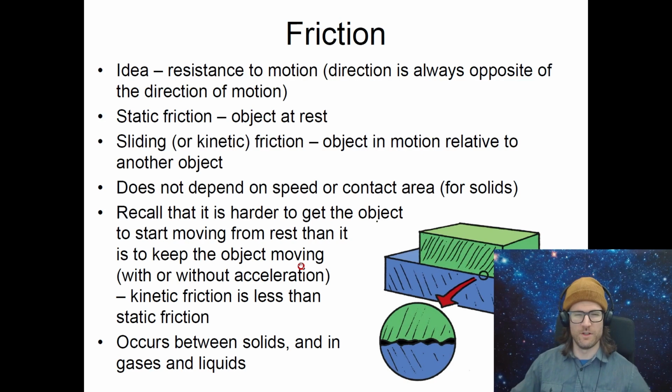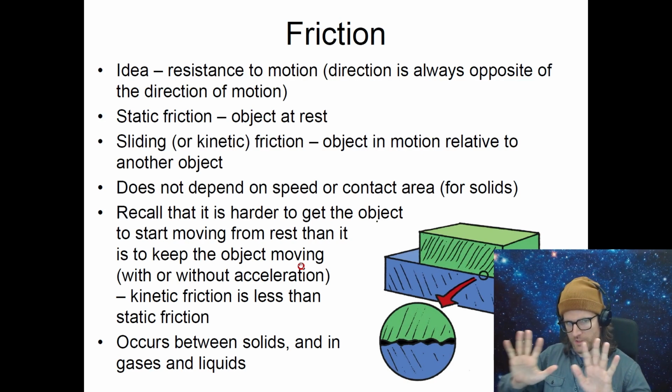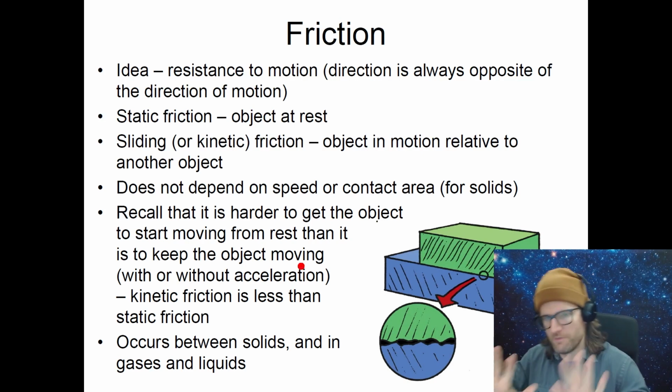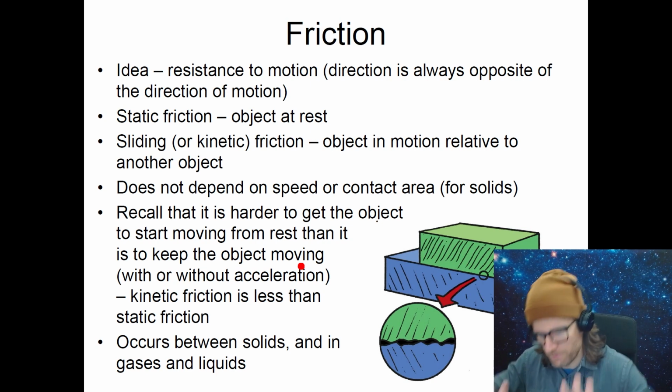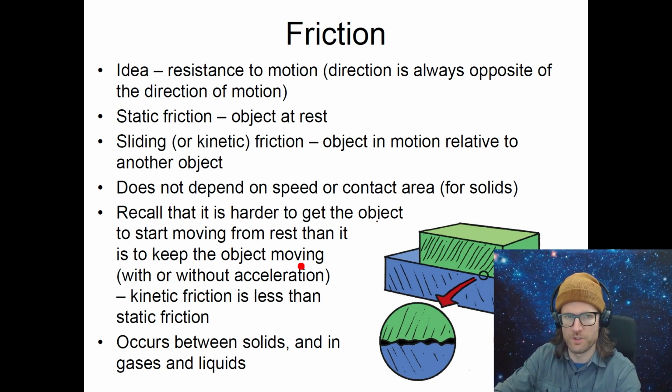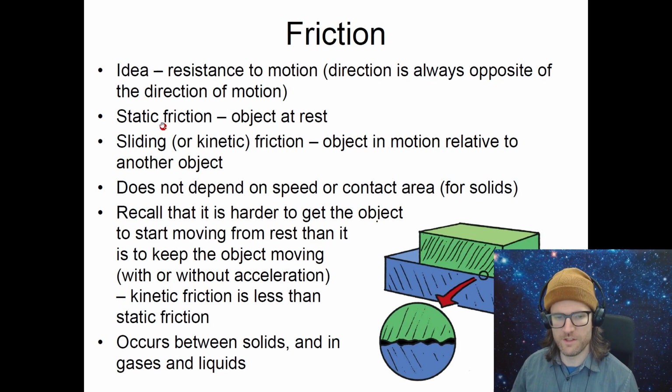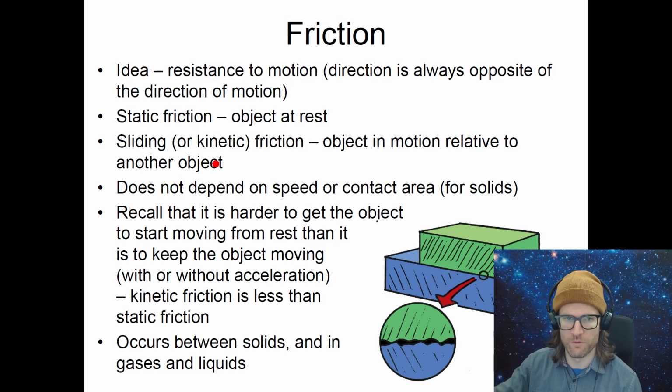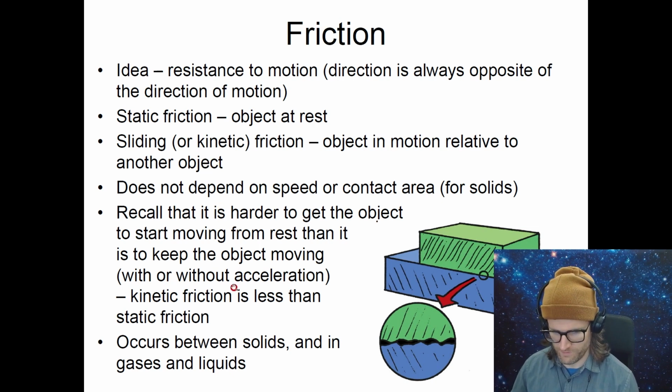So I think this is intuitive. When you're pushing an object, say I'm pushing a box, I have to push it hard to get it going, and then once it's going, I can give it a nice steady push. This is the difference between static friction and sliding friction. Static friction is often higher than sliding friction. So it's harder to get something moving by overcoming friction than to keep it sliding. Friction occurs between solids and in liquids and gases.